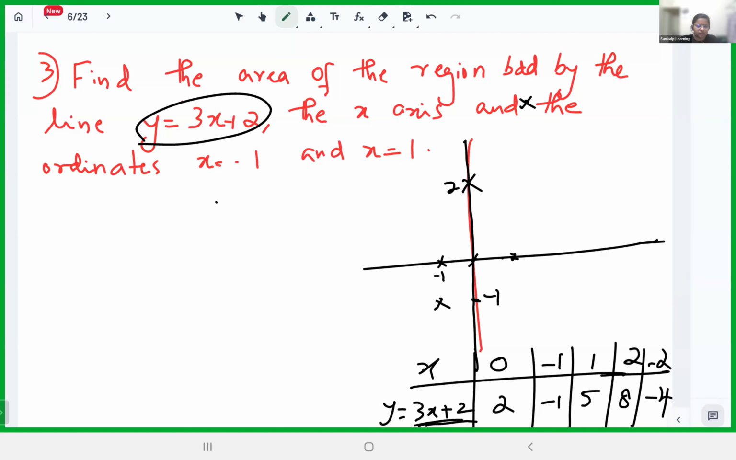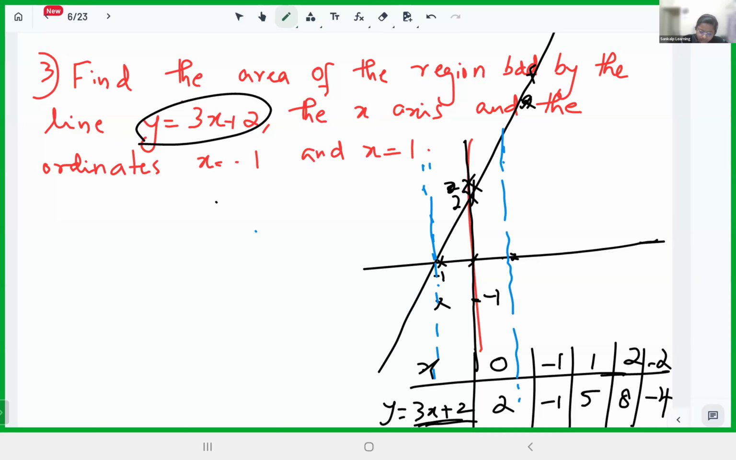Somewhere here. So actually the graph of the function will be going like this. Let this be 2. So this will be the graph of the function, right? Now the ordinates: x is equal to minus 1 means this is x equal to minus 1. And x is equal to 1 means this will be the graph.